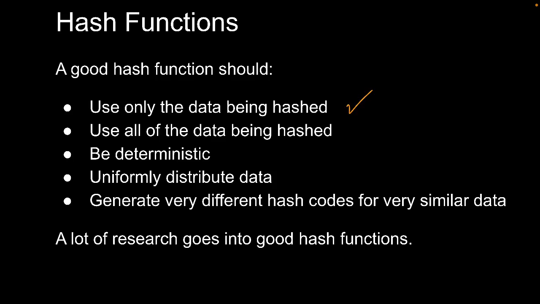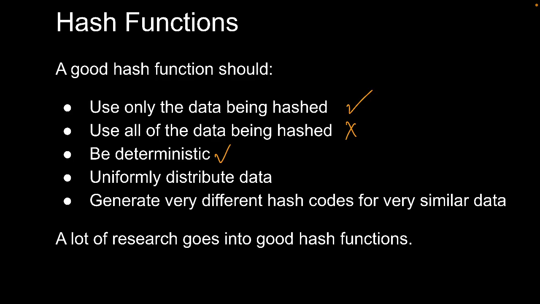Is it using all of the data? Is it using the full name? No, so that's kind of disappointing. So that's maybe a vote against this current hash function. Is it deterministic? That is to say, every time you hash Albus, you'll get 0? Yeah, so that's nice. Basically that's just saying it's a function.